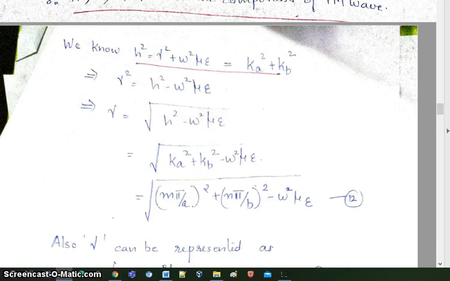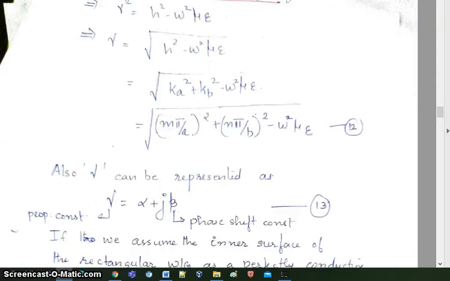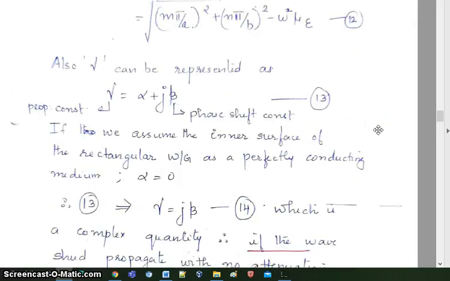We know h square is also equal to what? Ka square plus Kb square. So I can substitute h square as Ka square plus Kb square, then minus omega square mu epsilon. Then what are Ka and Kb? m pi by a and n pi by b. I am substituting it, and that is my equation 12. And we know that gamma can also be represented as alpha plus j beta, where alpha is your attenuation constant and beta is your phase shift constant.